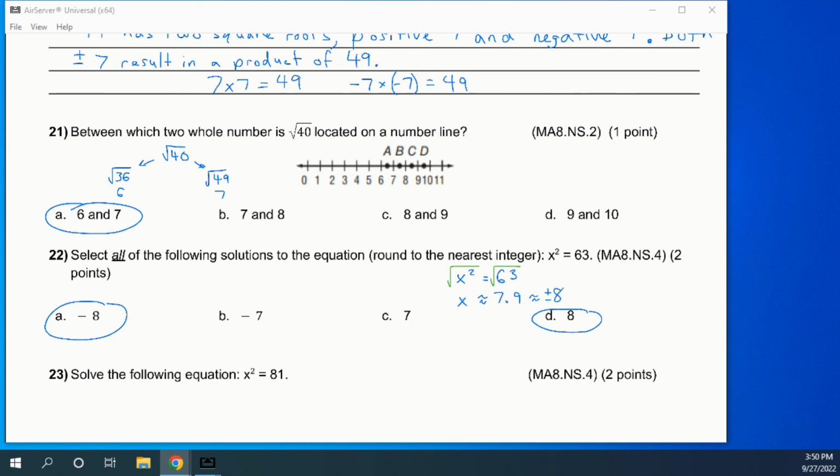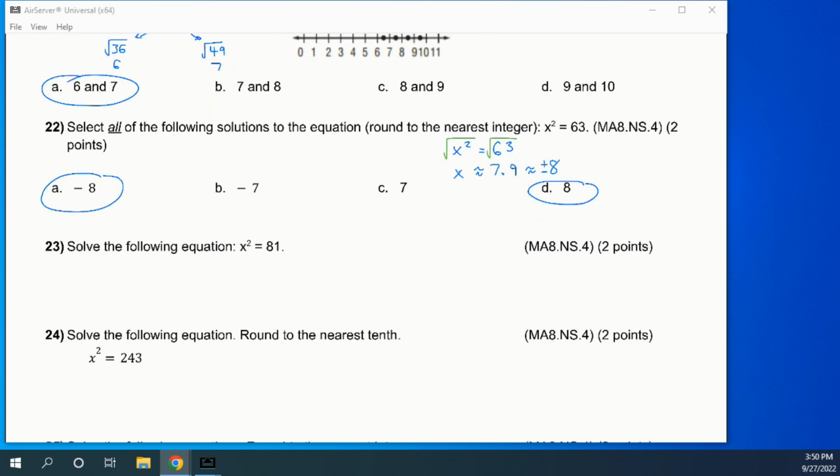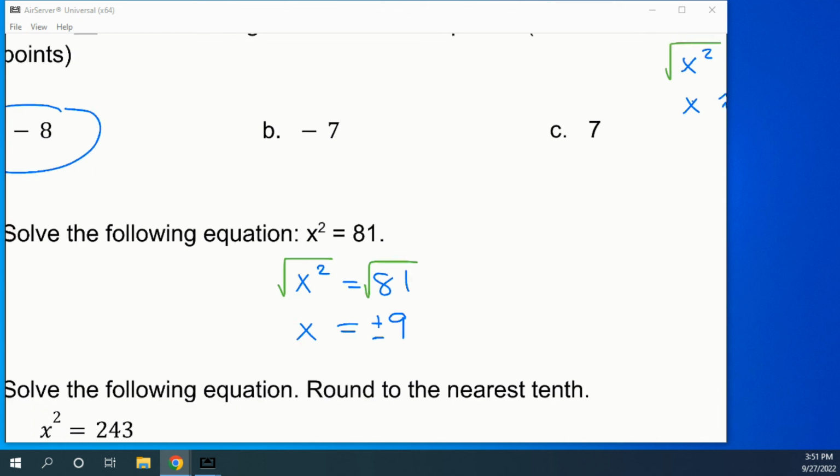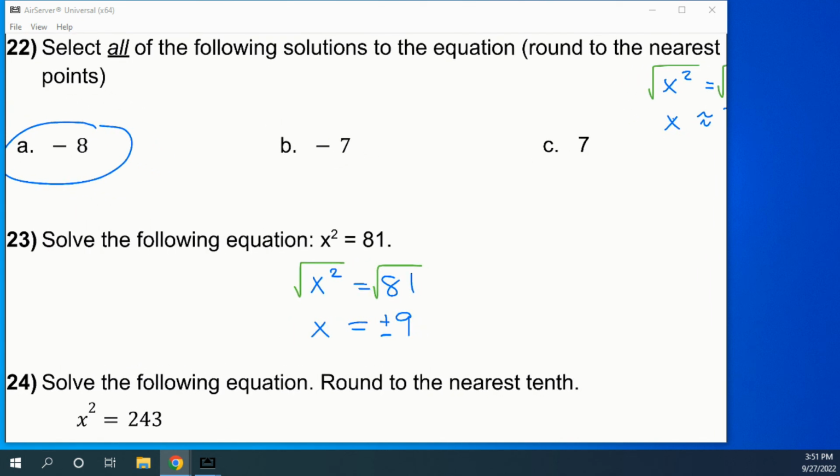Number 23: solve the following equation. So if we have x squared equals 81, when we have something squared like I just discussed, we undo it by taking the square root. The square root of 81 is 9, but you can also take negative 9 times negative 9 to get positive 81 as well. So the solution here is going to be positive or negative 9.